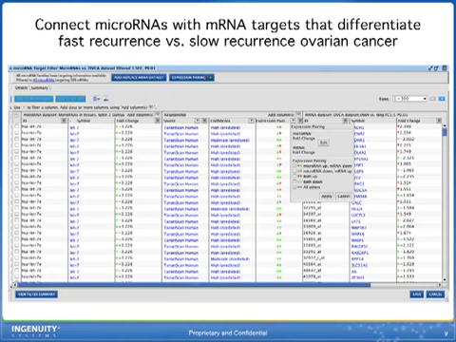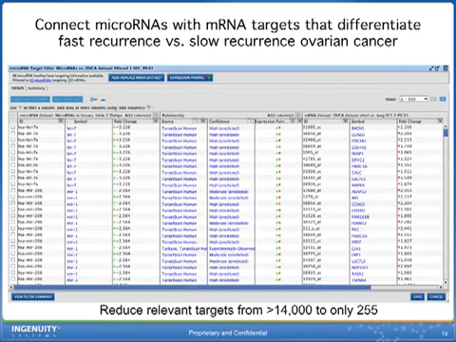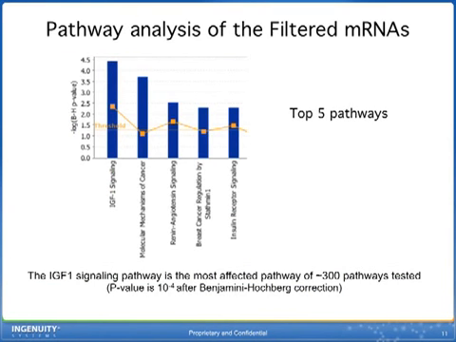That filter step reduces relevant targets from over 14,000 to only 255. Now I'm getting down to a more manageable set of genes for deeper biomarker analysis. For example, I can send the microRNAs, mRNAs, or both into IPA's analysis tools.